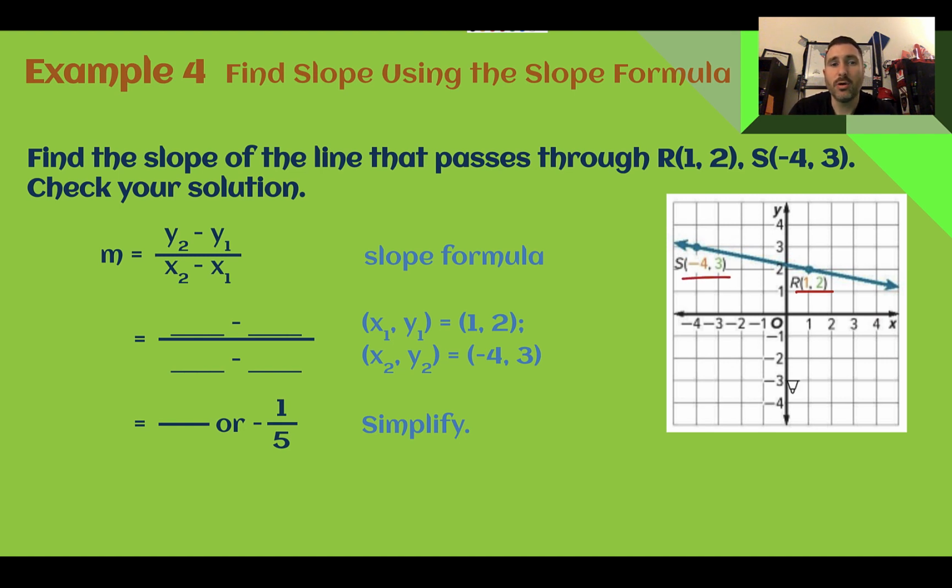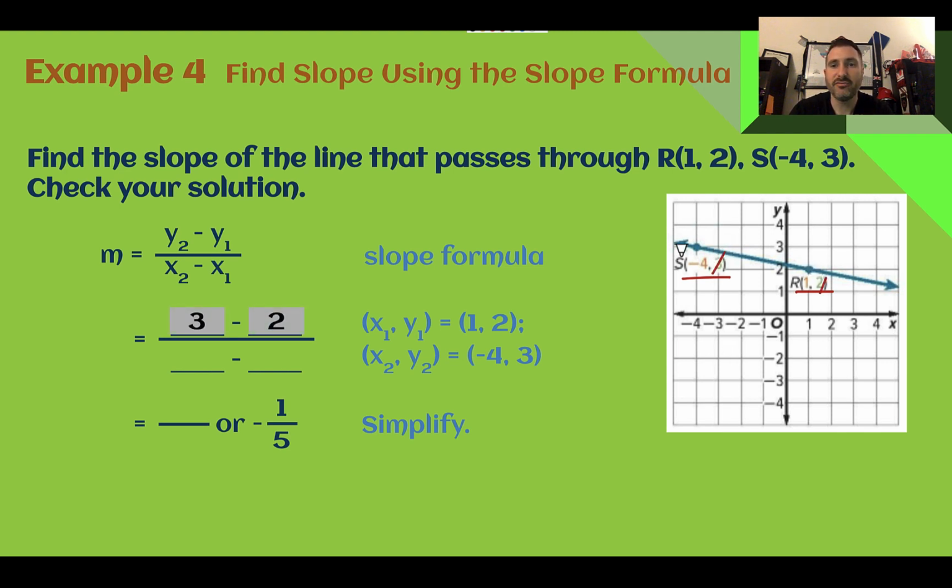I get to decide which order I want to put them in. So I'm going to use the order that works best for subtraction. The -4 and 1 don't really lend themselves, so that doesn't help me with an order. But 3 minus 2 is easier than 2 minus 3. So let's subtract that order first. We can do 3 minus 2.